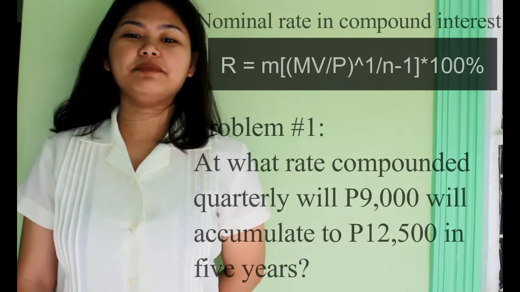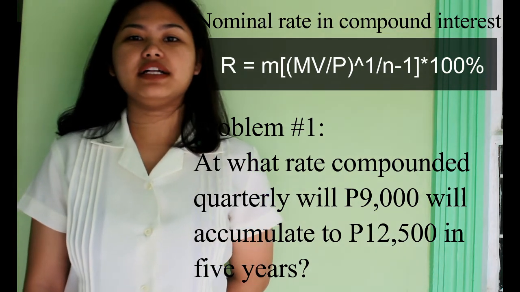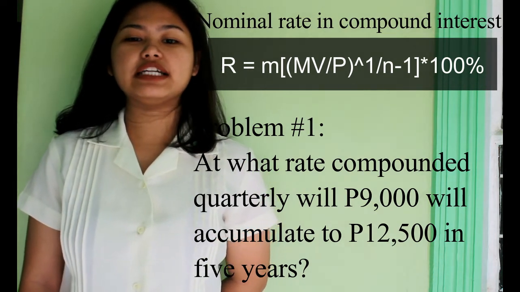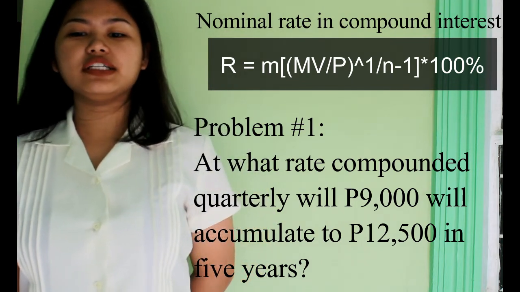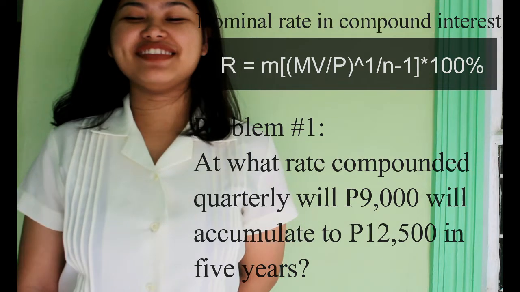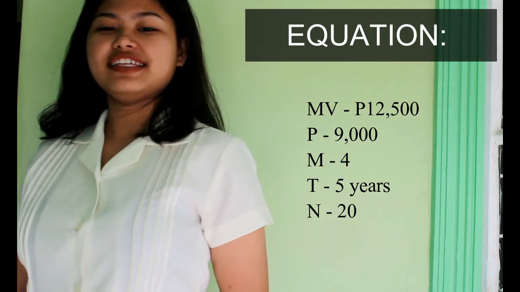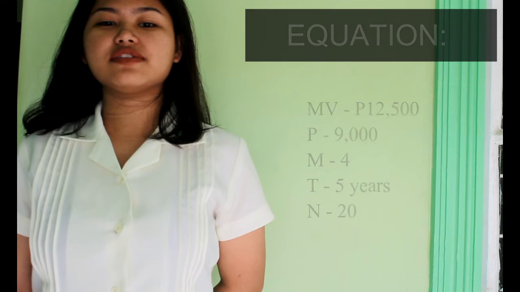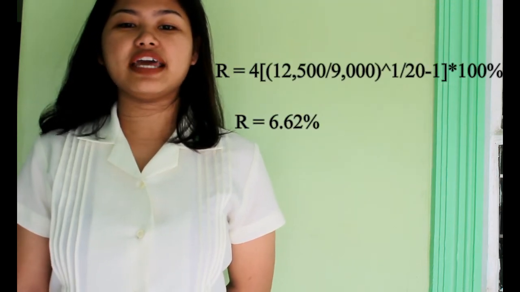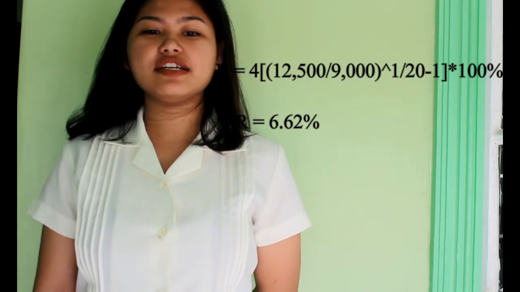Finding the nominal rate in compound interest. Rate equals m times the quantity maturity value over principal raised to 1 over n, minus 1, times 100%. For example, at what rate compounded quarterly will 9,000 accumulate to 12,500 in 5 years? Maturity value is 12,500, principal is 9,000, m is 4, time is 5 years, n is 20. Rate is equal to 4 times 12,500 over 9,000 raised to 1 over 20, minus 1, times 100%. The answer is 6.62%.